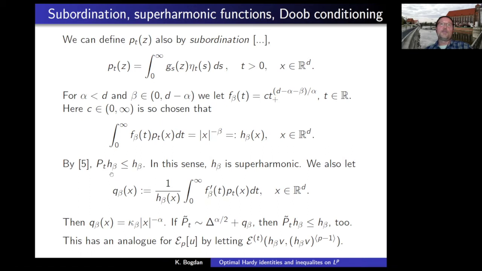So one specific thing that comes from the definition of h is that P_t h is less than h. This is kind of trivial, but I'm not explaining that here, because somehow we shift the integration defining h. And h is this kind of potential. So in this sense, h is superharmonic or excessive.